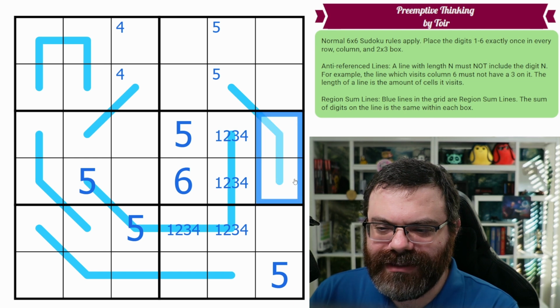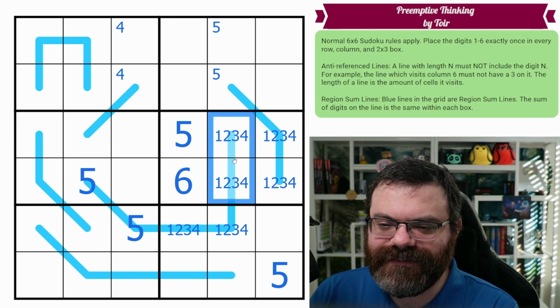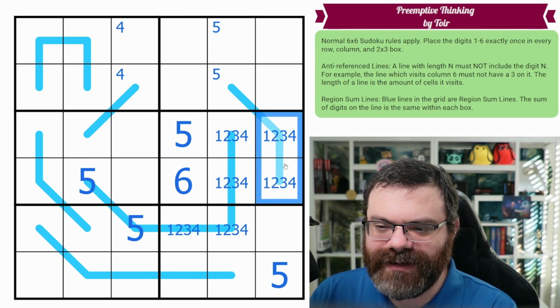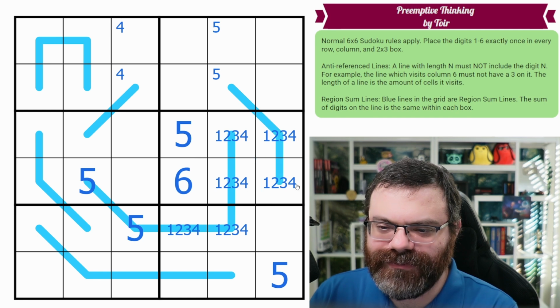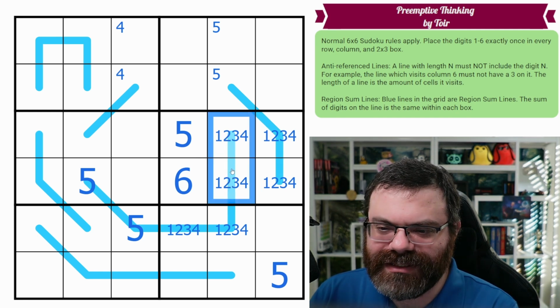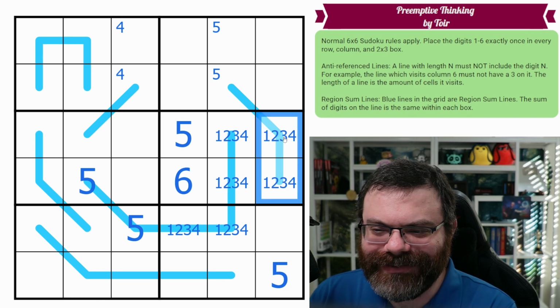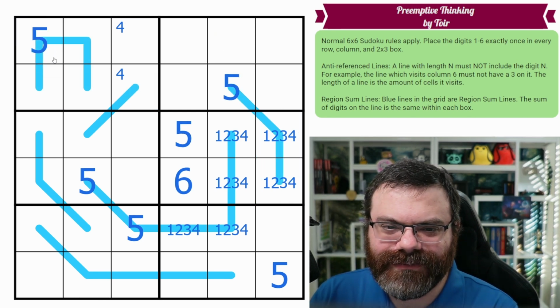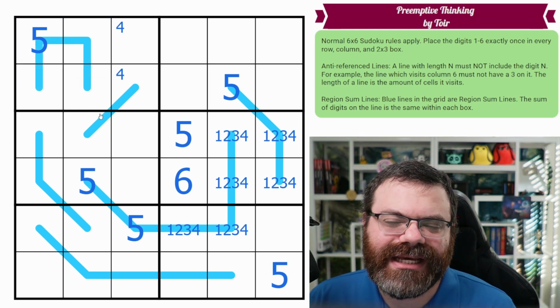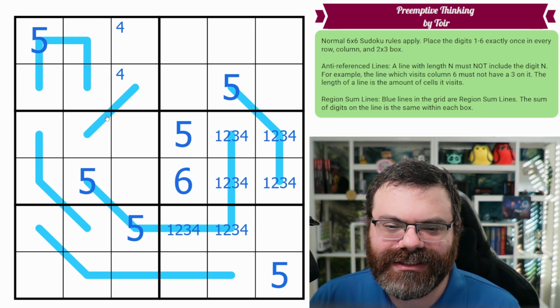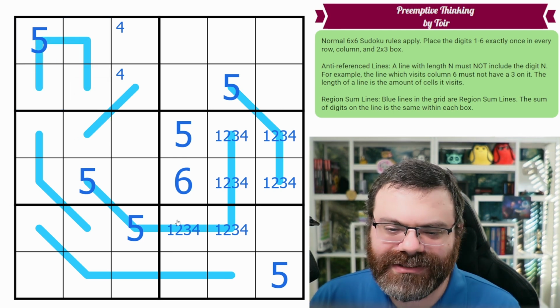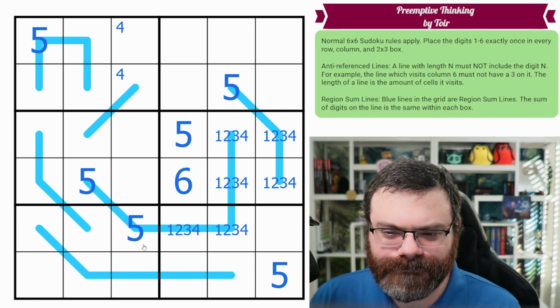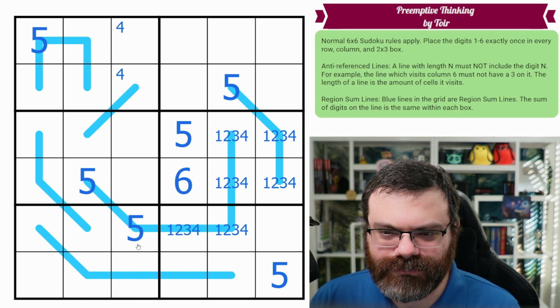And then these add to 5, which means these also add to 5. There's lots of ways to prove that. Easiest way is whatever 2 digits don't add to 5 here will also add to 5. So that puts the 5 here. And then that puts a 5 here. This line is just anti-reference because it doesn't actually cross into other regions, so we don't care what sum that ends up with. So the 5s are done.